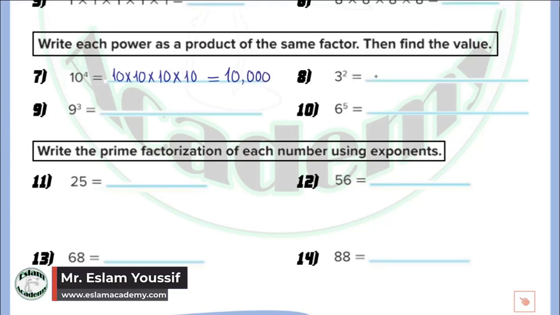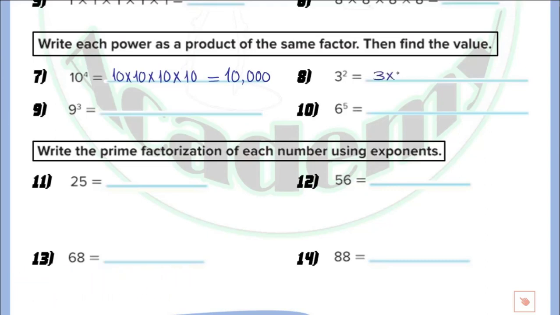3 to the power 2. If we need to write it as a product of the factor, it will be 3 multiplied by 3. To find the value now, we just multiply. 3 times 3 equals 9.